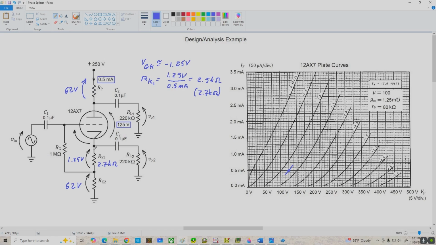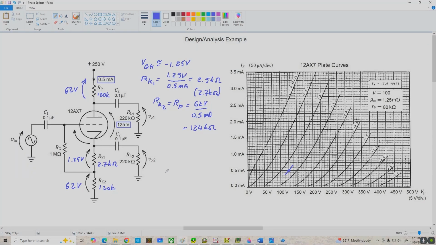Then both resistors have the same value. That is, RK2 equals RP, which equals 62 volts divided by IPQ, 0.5 milliamps, and that works out to be about 124k ohms, right on the button, actually. Now, the closest standard value is 120k, and that'll work just fine. So let's just go ahead and assign that value here, 120k, 120k.